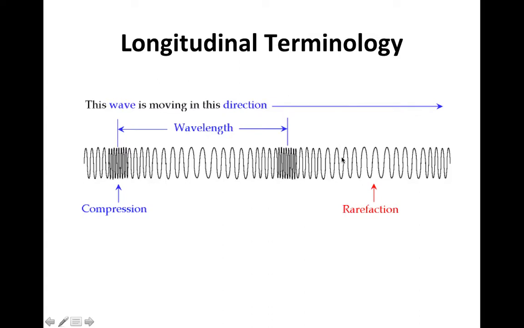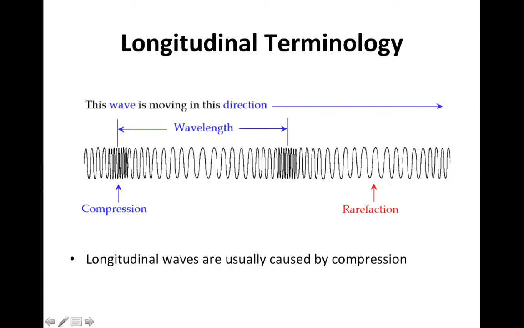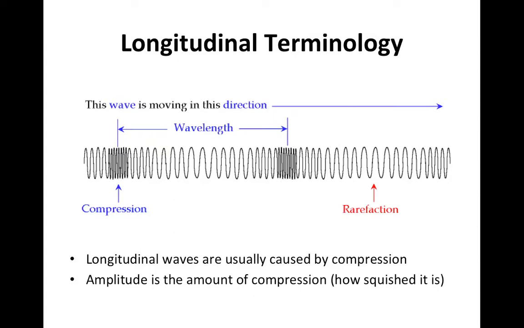And the way I always remember this is because during a rarefaction, it is very rare. You don't see very many slinky coils together because they're rare. So rarefaction is when it's not very clumped. Compression is when it's really clumped. And a wavelength is from one compression to another, or one rarefaction to another rarefaction. Okay, and longitudinal waves are almost always caused by compression. And then amplitude is the amount of compression, how squished it is. So instead of height being amplitude, amplitude for a longitudinal wave is how dense this compression is right here.